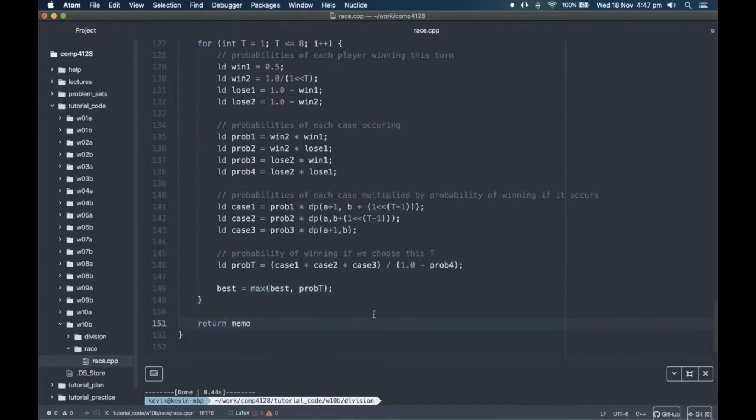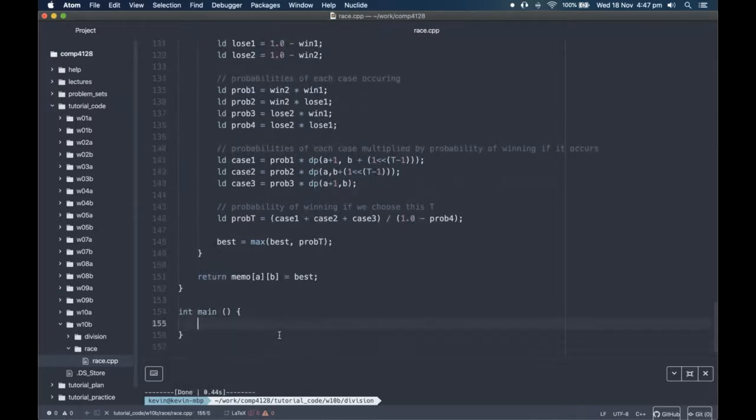At the end of this for loop, we'll have to calculate the best probability. So we'll make sure we update our memo. Memo of AB is equal to best, and then we'll return that best value as well. Finally, all we need to do is make sure we print out the correct number. So what we'll do is call 0.0 2 plus DP 10 on 2, which is how we got the answer that we calculated earlier.